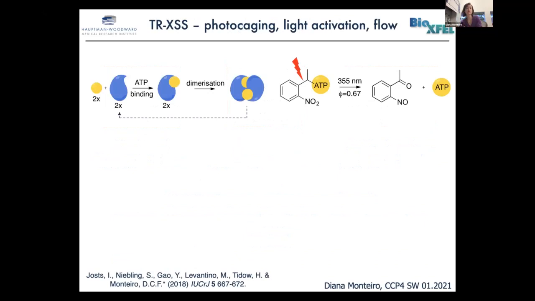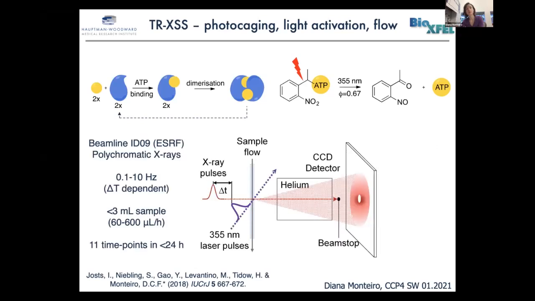So sometimes you can buy them. For example, there is photocaged ATP available for purchase. And we did use this in a time-resolved scattering experiment, which I don't really have time to go into much detail, but basically we pulsed the system, and what we were trying to see was binding of ATP and then a dimerization event.